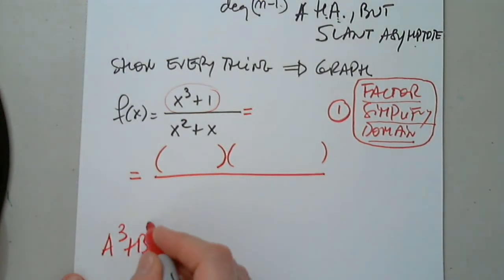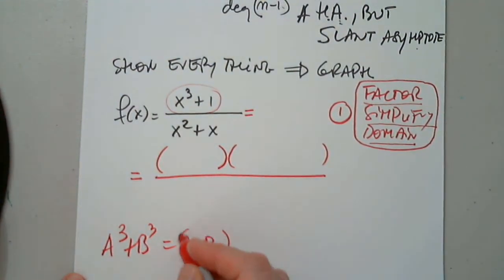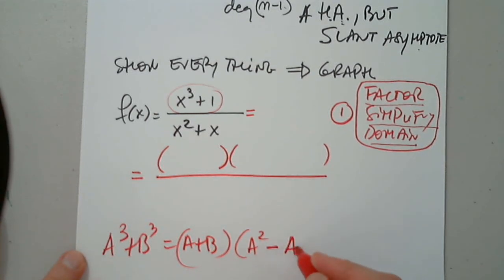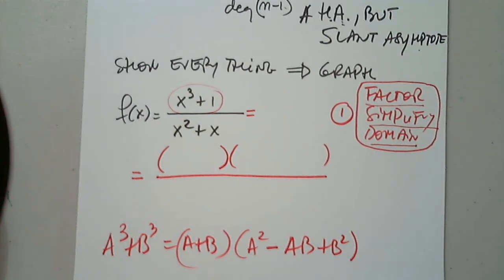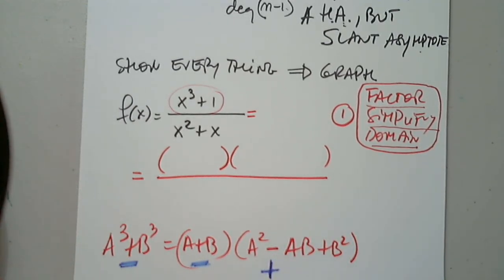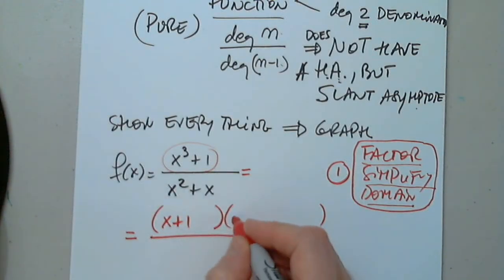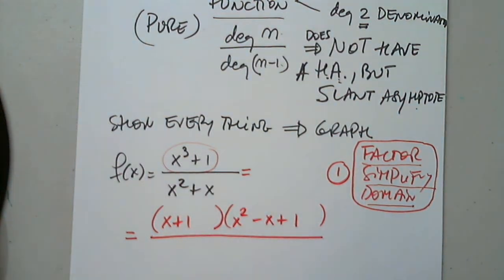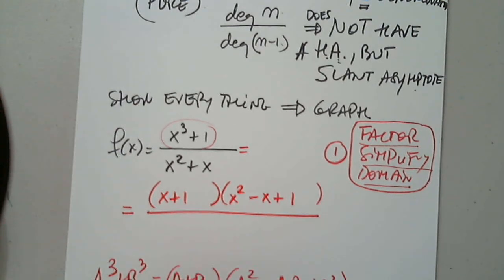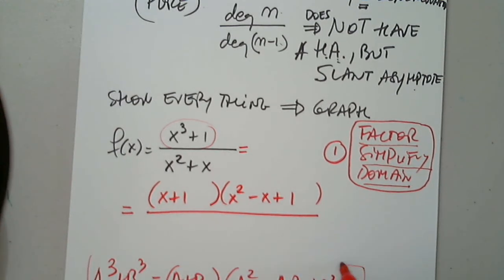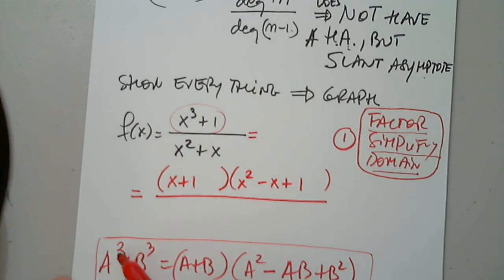A to the third plus b to the third is a plus b, a squared minus ab, not 2ab, plus b squared. Of course, if I have minus here, then I have minus here, but of course I have to have plus here. So therefore, x cubed plus 1 is x plus 1, x squared minus x plus 1. Very important to remember. The sum and difference of cubes.